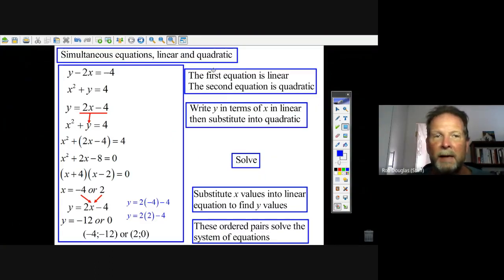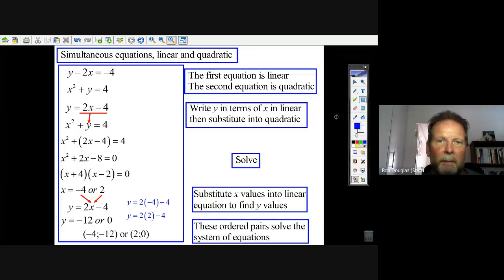Okay, we're going to look at simultaneous equations, solving a system of equations. This first, y minus 2x equals minus 4, is called a linear equation. And the second equation is called a quadratic equation, x squared plus y equals 4.